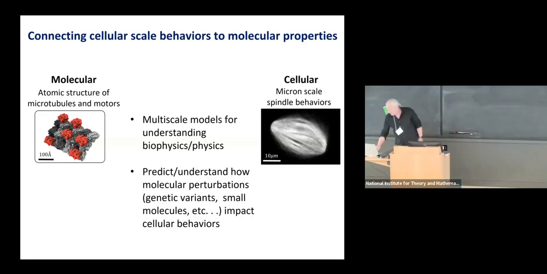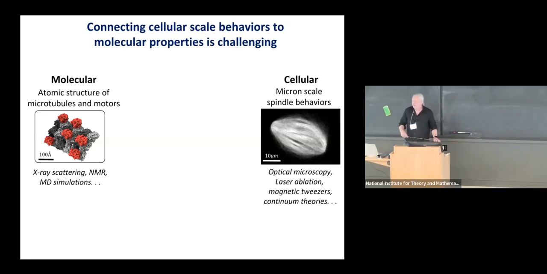Now, that is very, very challenging, and it's challenging for multiple reasons. One of the reasons is that we have very good techniques for measuring these cellular scale behaviors, like optical microscopy and laser ablation, and for understanding this large scale behavior, such as continuum theories. And of course, there are also very good experimental techniques to tell us about the molecular scale, so all of structural biology, right? X-ray scattering, NMR, molecular dynamics simulation, etc.